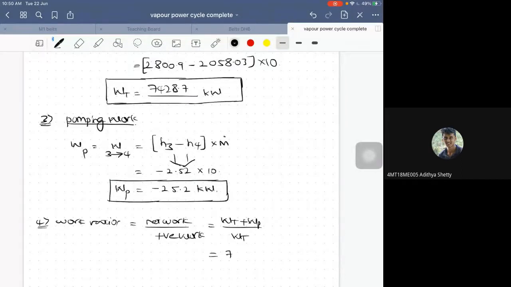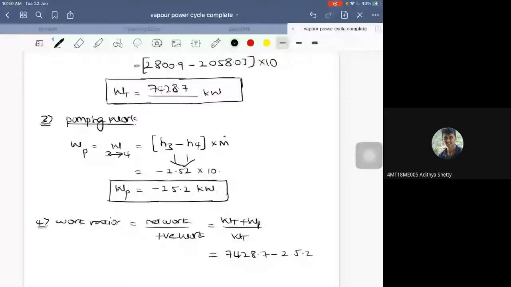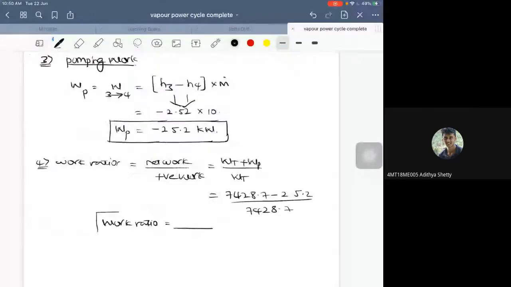It is 7482.87 minus 25.2, divided by 7428.7. So the work ratio is 0.9966. Correct?